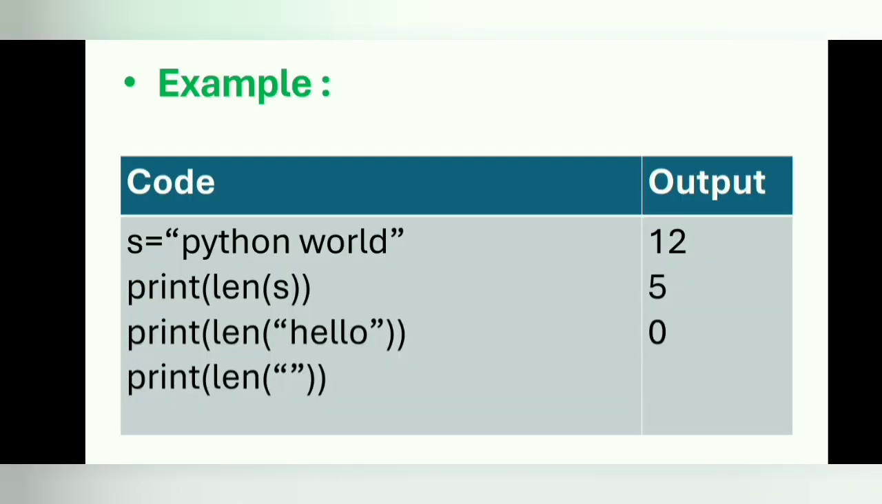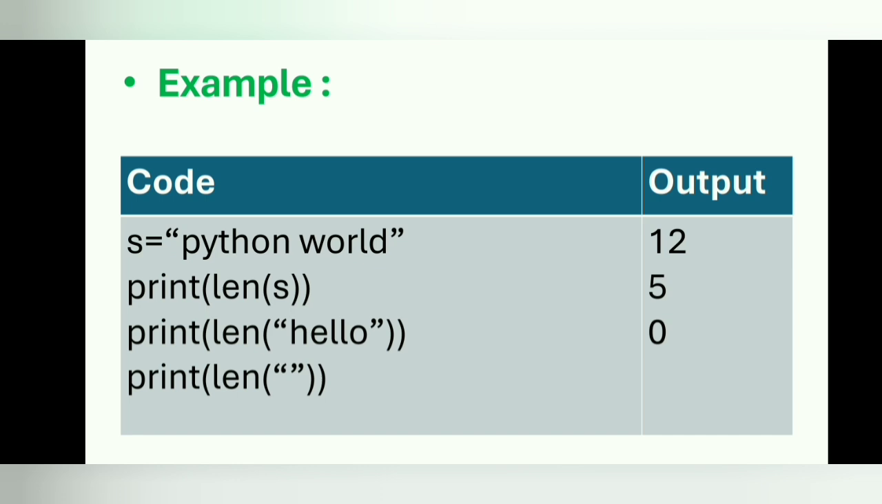Example. In this example, the len function returns the length of the string. It is then passed to the print function to be displayed on the screen. The string "Python world" has 12 characters. The len function returns an integer value of 12. You count every character including a space.